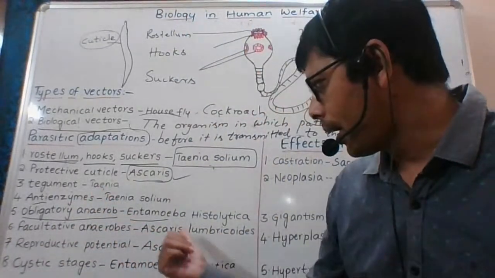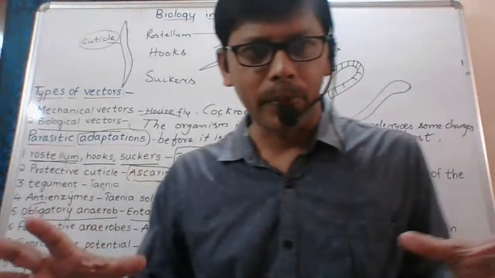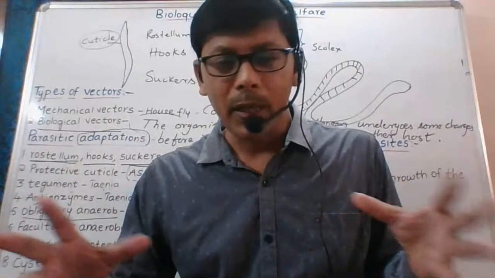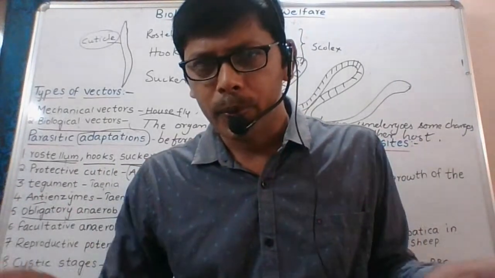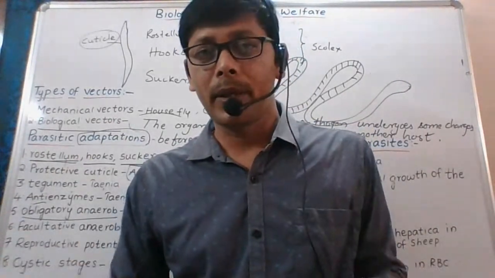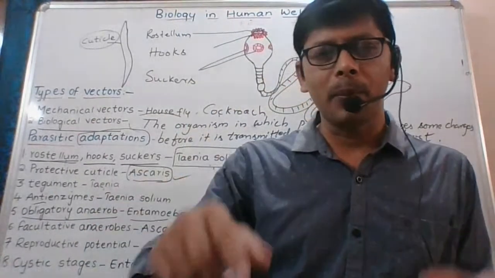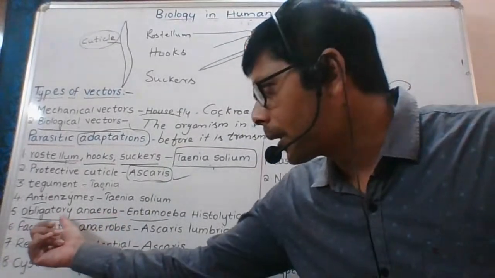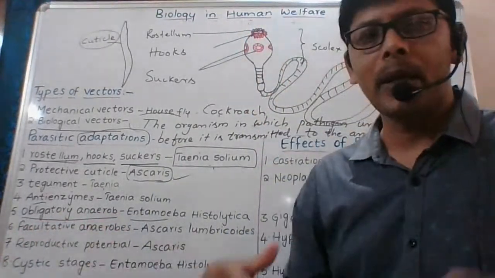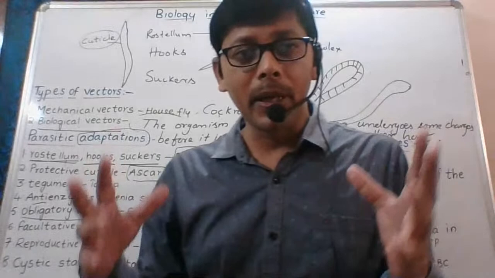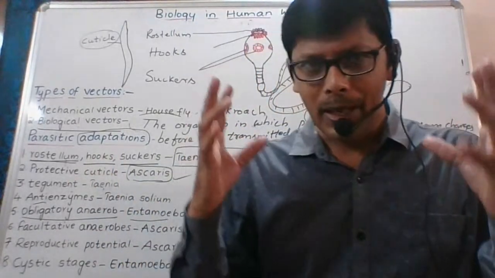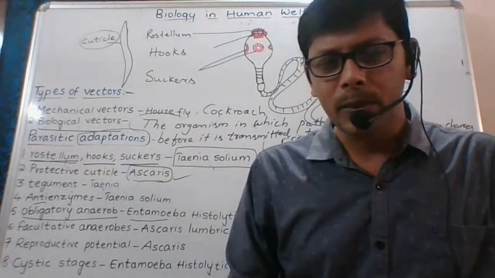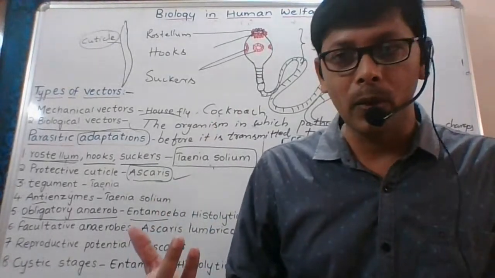But in this Entamoeba histolytica, there is no mitochondria. Since there are no mitochondria, it has to compulsorily carry out anaerobic respiration. That is why it is called an obligatory anaerobe. It has to carry out anaerobic respiration as it does not have mitochondria.